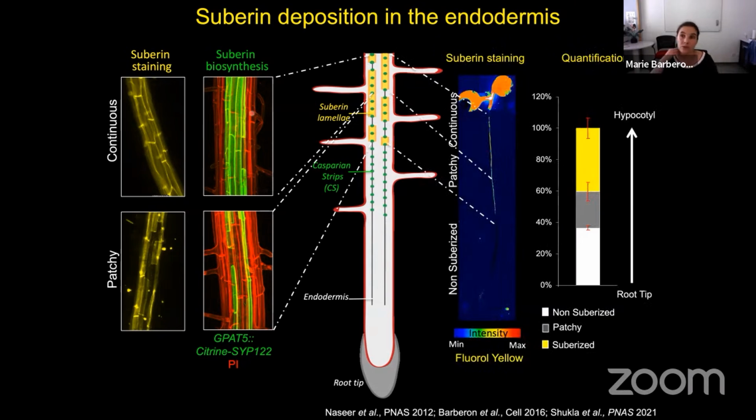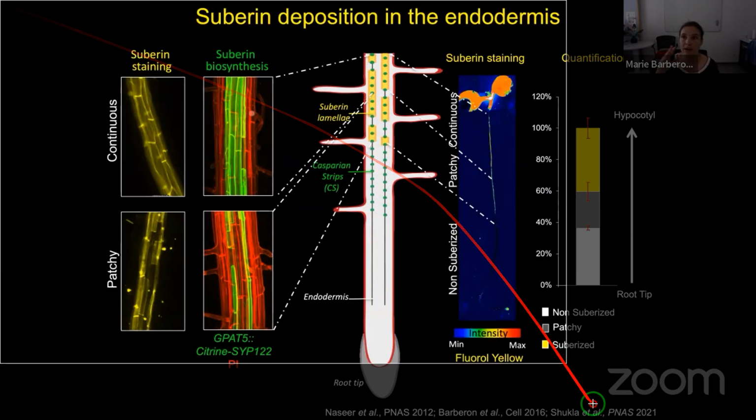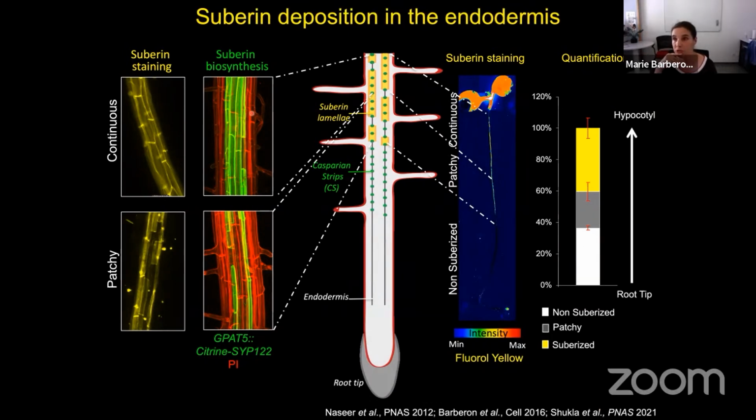Now in my lab, we are more and more analyzing suberin with Fluorol Yellow staining on whole mount seedlings. We do some tiling microscopy where every tile is at very high resolution and we can reconstitute the whole plant, which means that we can have an overview, but we can also zoom in on our picture and get information about the patterning at the cellular level. This allows us to do semi-high throughput quantification of suberin deposition along the root. We can quantify the zone of the root that is non-suberized, the zone that is called patchy, and the zone that is continuous. This is very convenient when we want to compare mutants, conditions, and so on. And you will see some of my data where this is very useful.